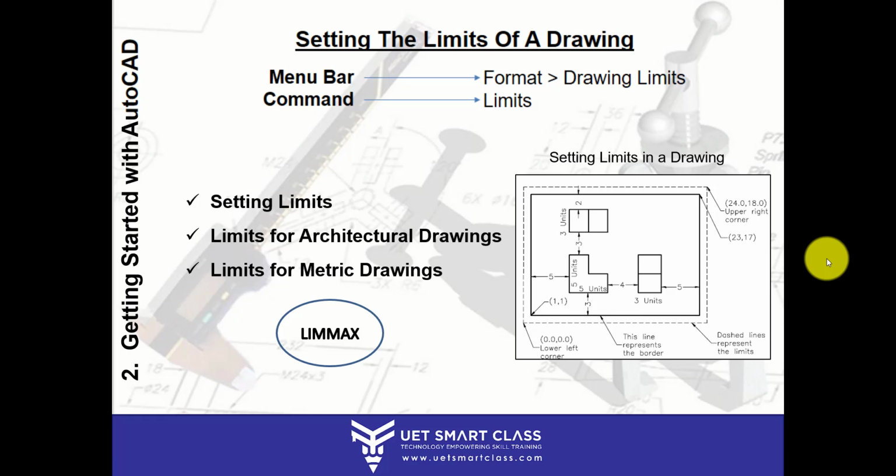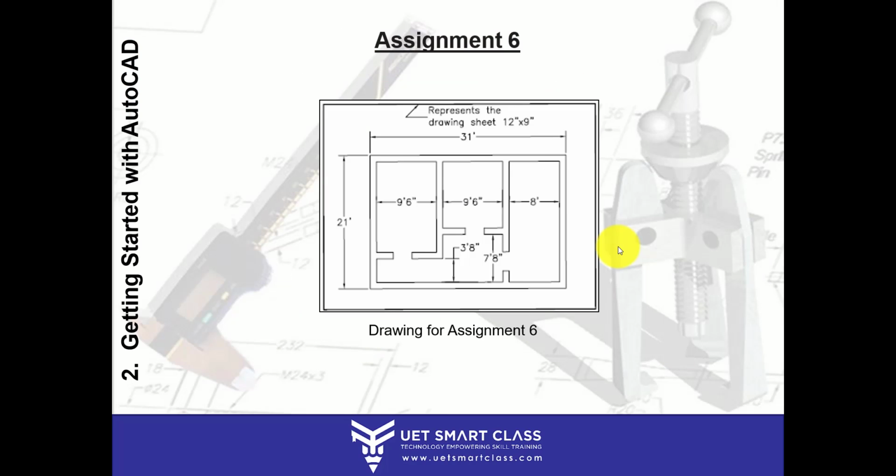All right. So that's a simple example of setting limits. You can always calculate your limits as per the scale if you're doing an architectural drawing, and in metric drawings as well. So according to the scale, you can set your limits. That's all. This is assignment 6. Calculate the limits and accordingly see the scale factor of the drawing sheet. You can select your scale factor, calculate the limits accordingly, and set them. Okay. You need to submit these assignments.